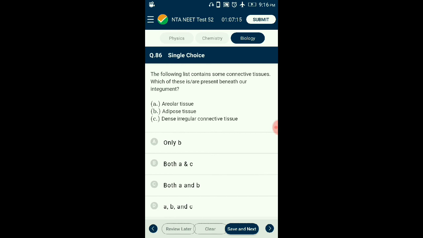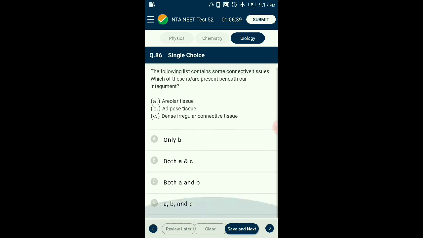Question number 86. The following list contains some connective tissues. Which of these are present beneath our integument? Skin, that is, integument, is the largest organ in the body, acting as a protective covering. Skin is made up of multiple layers of connective tissues including areolar tissue, adipose tissue, which is a fat layer, and dense irregular connective tissue. The outermost layer of the skin is made up of tightly packed epithelial tissue. Skin is vascularized with vessels and ducts of glands.